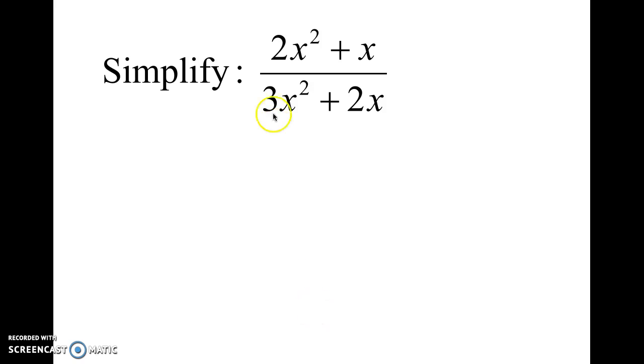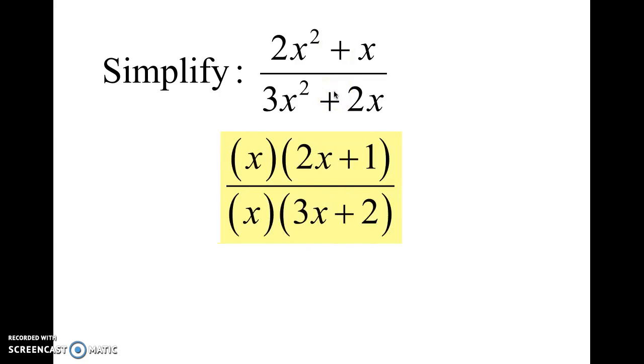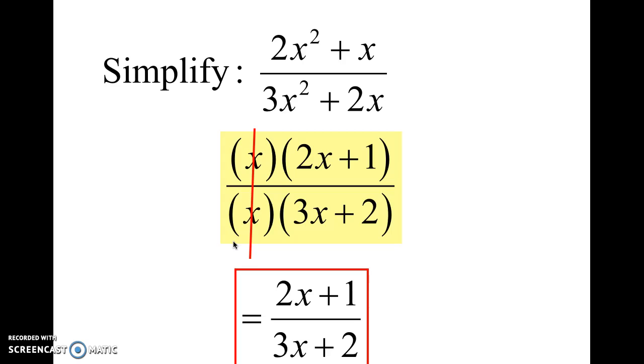Another example, 2x squared plus x all over 3x squared plus 2x. Both numerator and denominator are factorable by GCF, so factor both. We will have x times the quantity of 2x plus 1, and the other one would be x times the quantity of 3x plus 2. Both have a factor of x. So cancel x. We will have 2x plus 1 all over 3x plus 2.